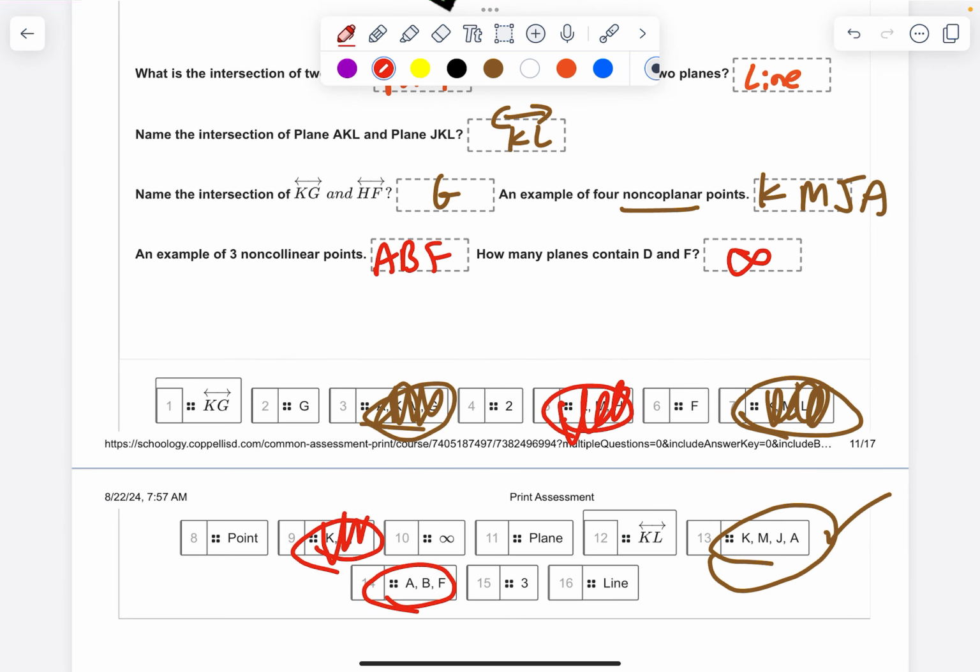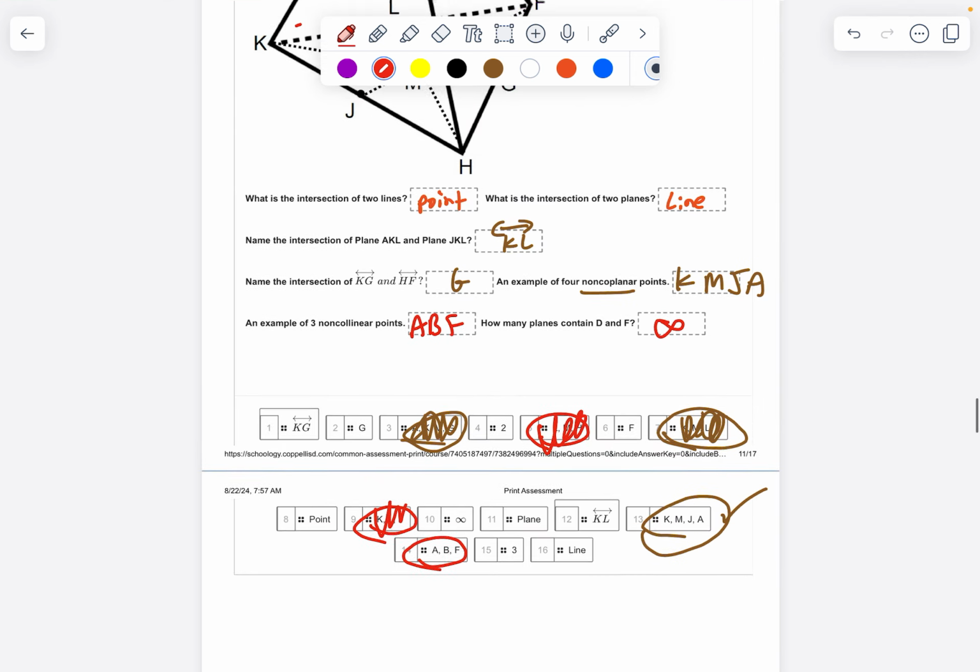How many planes hit a line? The answer is infinite. Perfect.